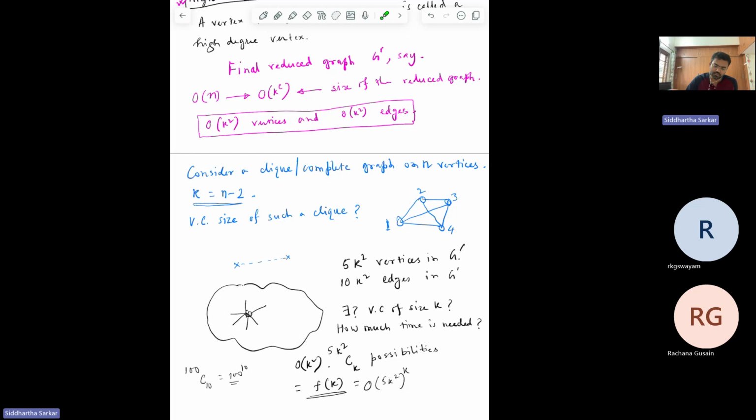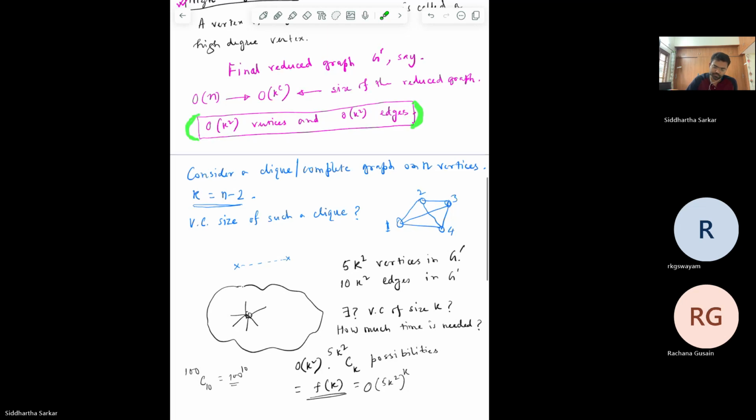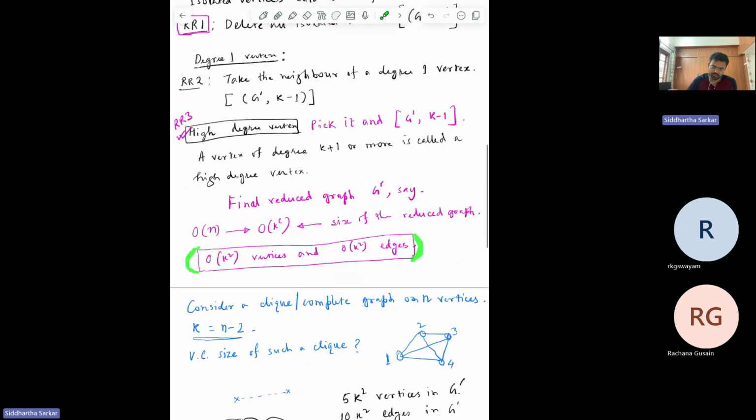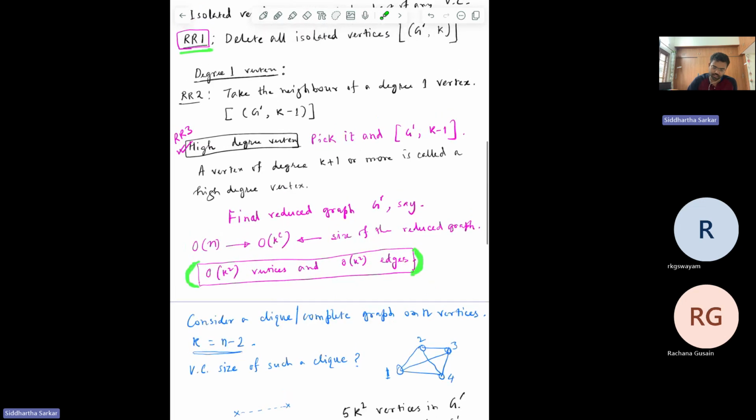So we will now focus on this part. We're going to focus on rule 1 and rule 3, and we want to argue that after all these rules have been implemented exhaustively, the number of vertices and number of edges is only so much. The number of edges part is simpler. Let's do this one first.